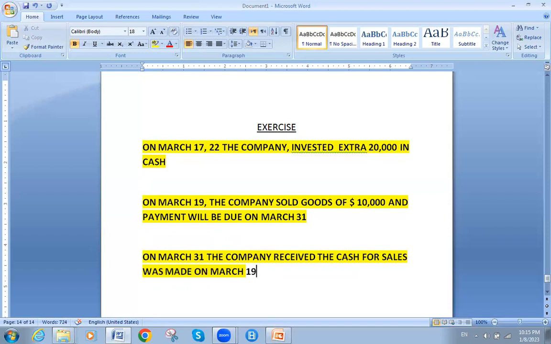So let us do these three transactions, please. Finish all of them. Then we will move forward to something else. We'll have around 5 minutes to finish this. Thank you so much.